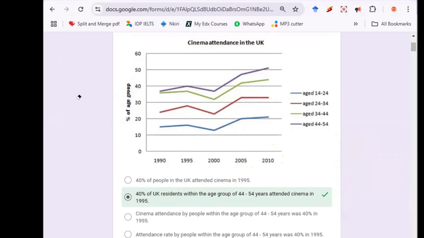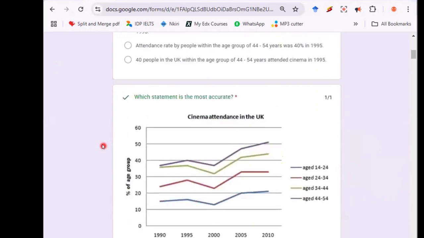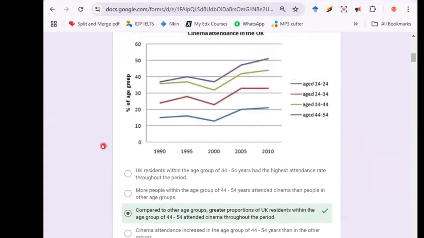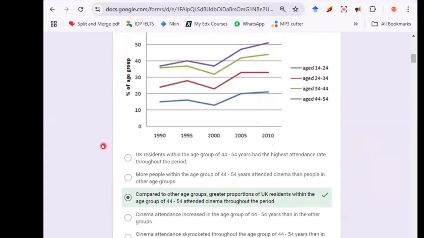Let's move on. We are going to do 2 or 3 more, and then I'm going to wrap it up. These are for the same thing. Let me talk about this a little bit. This one is also another good one. Same graph. Let's look at the sentences one by one. UK residents within the age group of 44 to 54 years. So this purple is for 44 to 54 years at the top. Okay, UK residents within the age group of 44 to 54 years had the highest attendance rate.